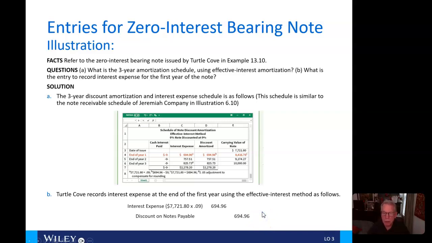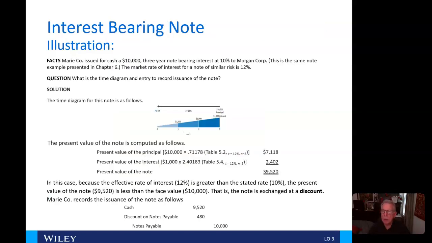That looks like a good place for us to stop this video. And when we return, we'll take a look at an interest-bearing note.